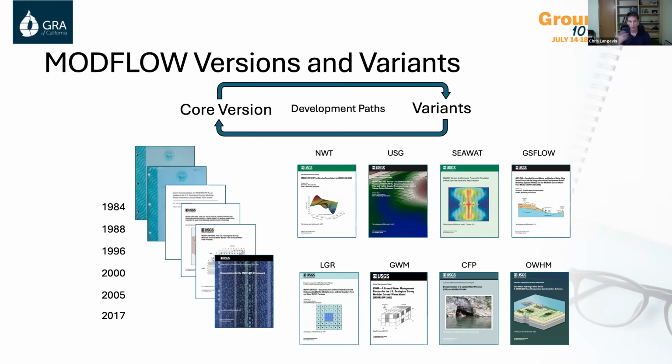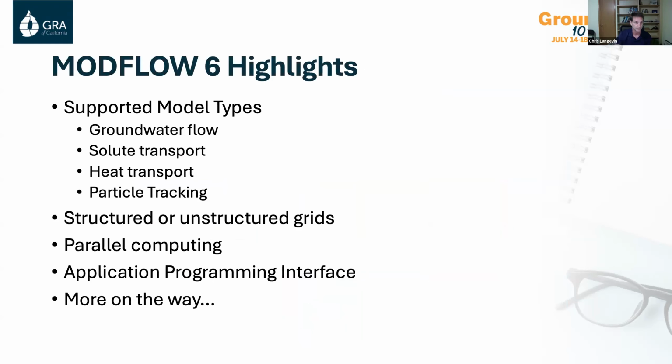And so the way we would visualize these different versions of MODFLOW and variants is, as these variants would pop up, we would look at what was successful in them, and over time we would try to pull some of these newer capabilities from the variants and bring them into the core version. And so that's kind of been the development path for MODFLOW at the USGS.